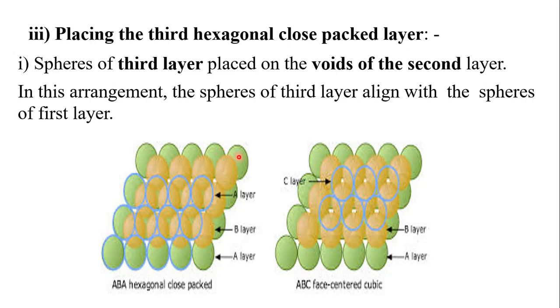See here, these green spheres are the spheres of the first layer, yellow spheres are the spheres of the second layer, and the blue colored spheres are the spheres of the third layer. See the arrangement here. These are aligned with the spheres of the first layer. That means the arrangement of the spheres of the first layer and third layer is the same. And these spheres of the third layer are placed on the depression of the second layer.